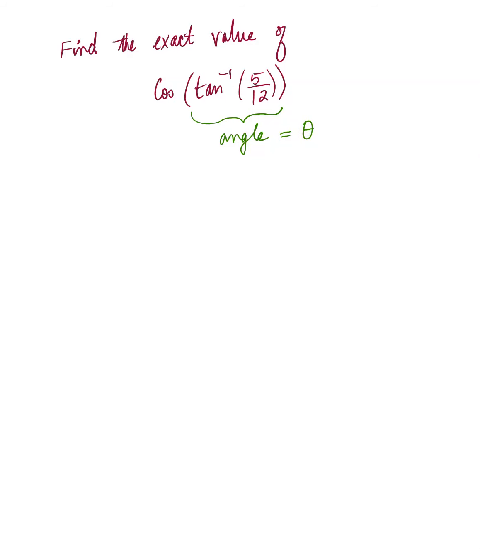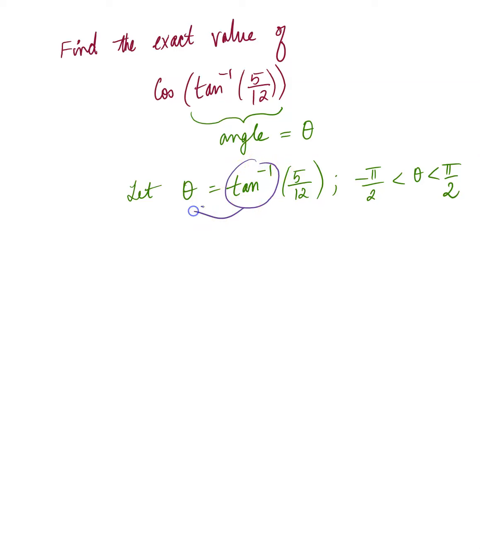In other words, this theta is tan inverse of 5 over 12. And because of the inverse function, this theta has a restriction. This theta must be between negative pi over 2 and pi over 2. Now we can move the tan inverse to the other side, and that gives us tan theta equals 5 over 12.